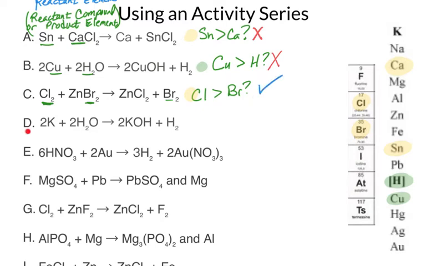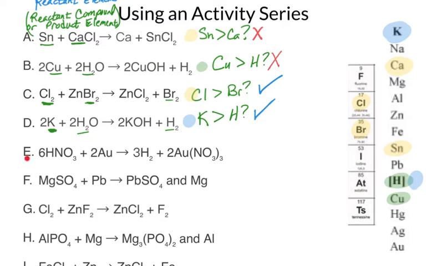If we look at letter D, we see that we have potassium and water reacting to form potassium hydroxide and hydrogen. And here we see that this reaction does occur because potassium is above hydrogen on the activity series.